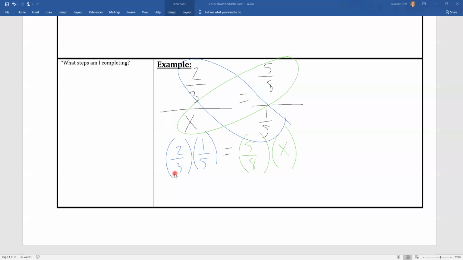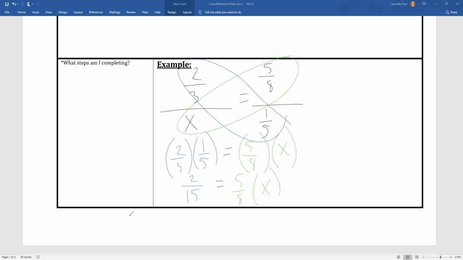Check for cross canceling. And I can't really cross cancel. So I'm going to end up writing 2 times 1 is 2, 3 times 5 is 15, equals 5/8 times x. So again, we have to break apart that multiplication. So 5/8 times x, I have to undo that by dividing.